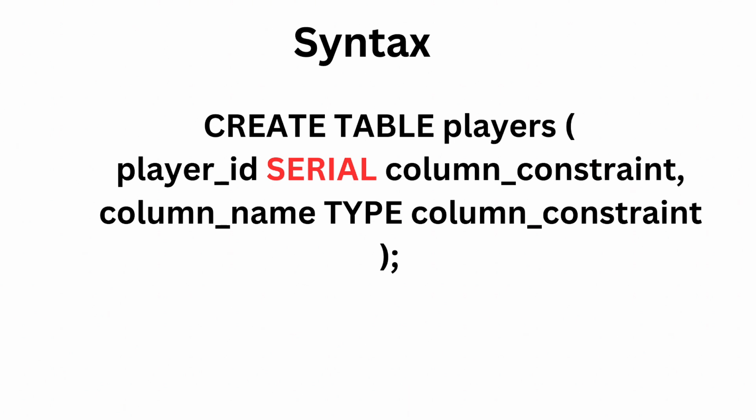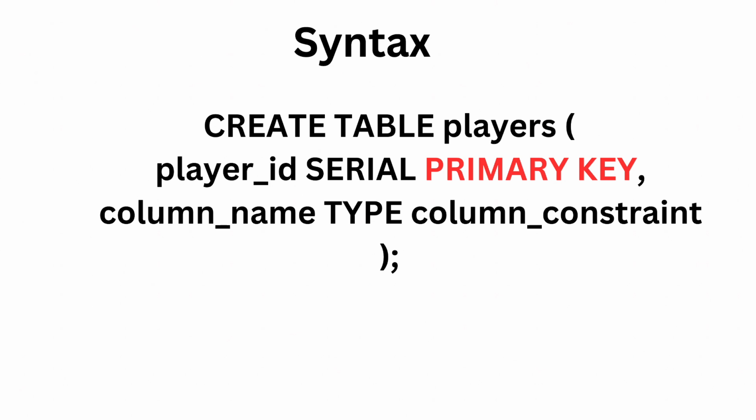Because this is our primary key, we actually type that in as a column constraint. So we set the table to verify this is a primary key.